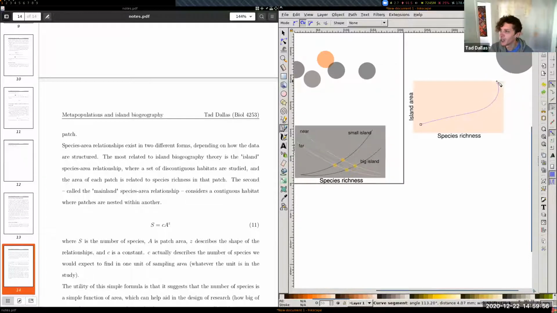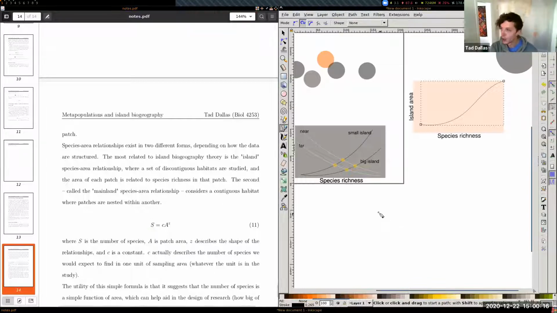It's not saturating. That's just going to be it. It's not that relationship, but whatever. Here's the actual relationship that's predicted, and this is an island species area relationship. I'll go over the difference between an island species area relationship and a mainland species area relationship.